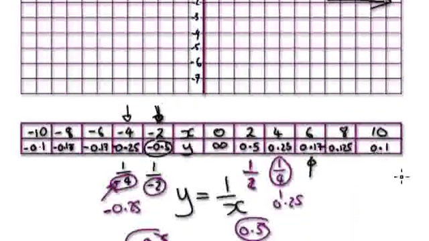Just like over here, when we looked at 1 over a really big number, let's say 999, the overall answer would be 0.000 something.